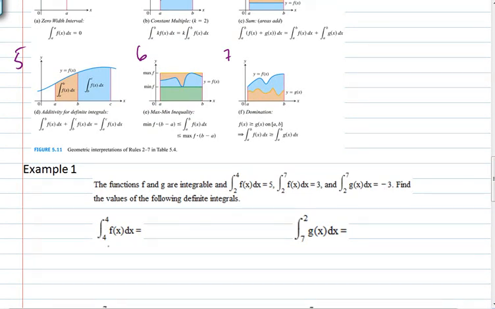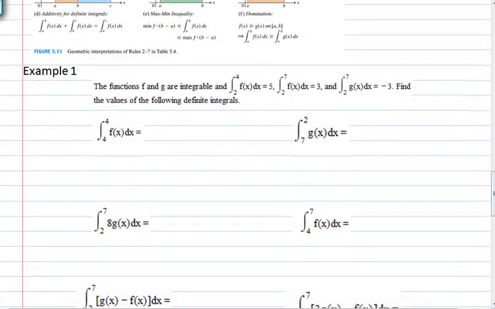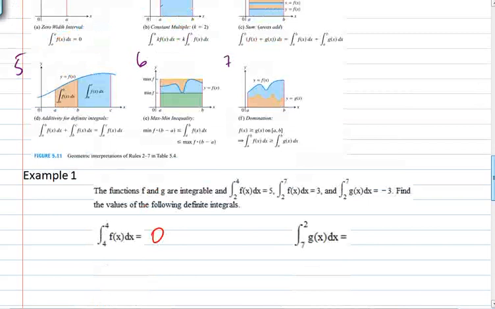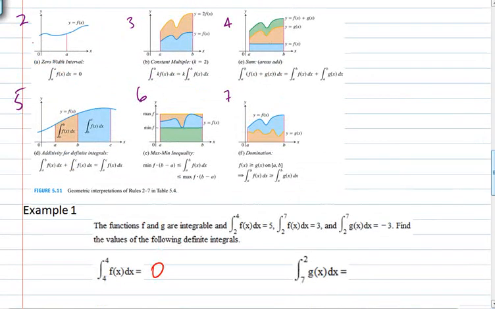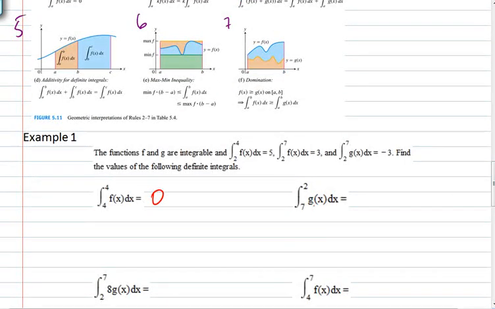So what we're asked to do is apply the properties we just learned. What would be the value of the integral of f of x from 4 to 4? 0. Because our lower bound and our upper bound are the same. That's looking back at picture number 2. We're talking about the area of a line. That doesn't make sense.